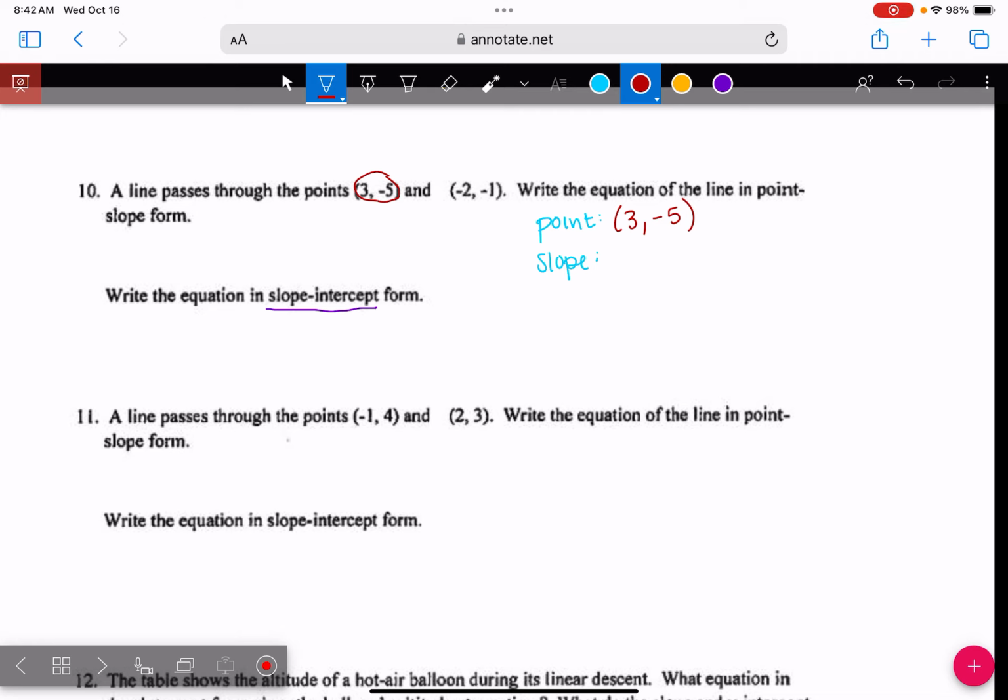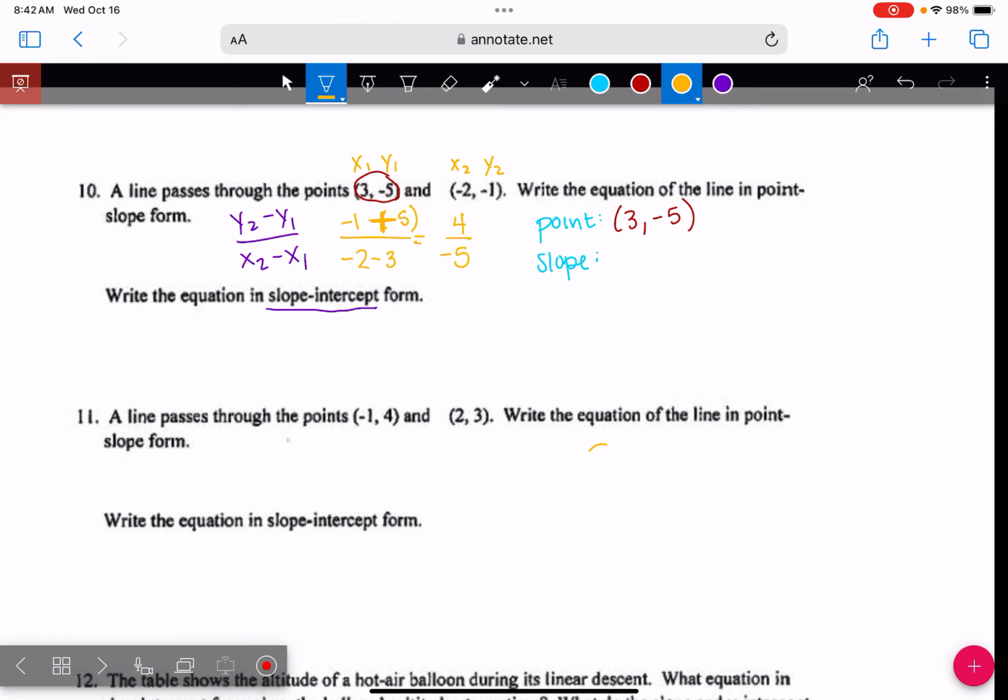And now I'm not given a slope anymore, and I also don't have a graph. How did we find slope? Well, we use y2 minus y1 over x2 minus x1. So let's do that. Here's my x1, y1. Here's my x2, y2. So I'm going to plug these numbers in: -1 minus -5 over -2 minus 3. This becomes a plus, so I'm left with 4 over -5.